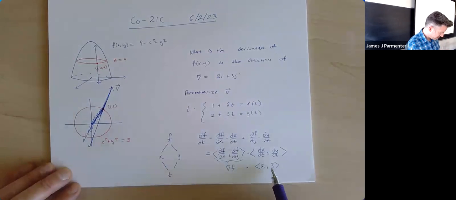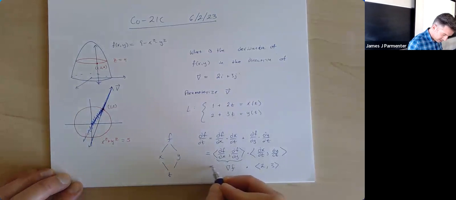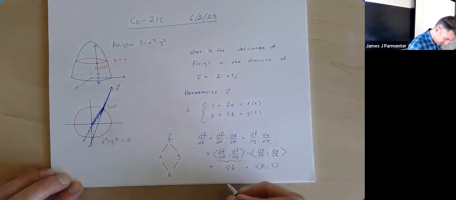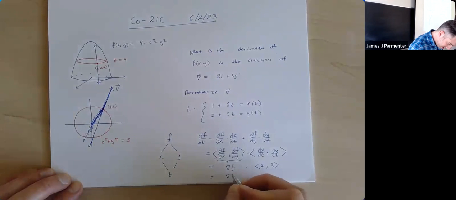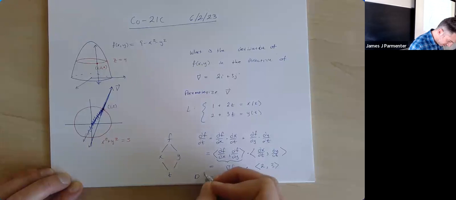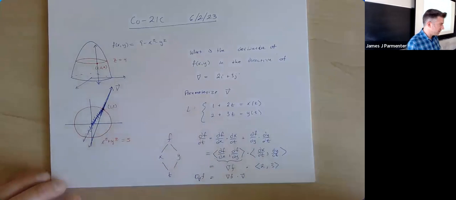So then this is the gradient of f dotted with v, which is the directional derivative of your function in the direction of v.